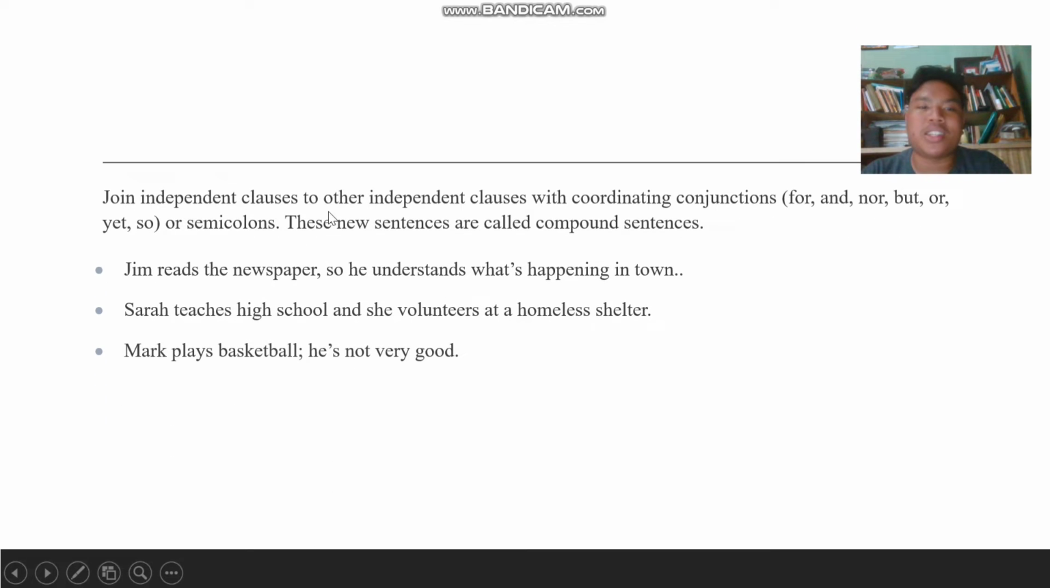Join independent clauses to other independent clauses with coordinating conjunctions: for, and, nor, but, or, yet, so, or with semicolons. These new sentences are called compound sentences. Jim reads the newspaper, so he understands what's happening in town. Sarah teaches high school, and she volunteers at a homeless shelter. Mark plays basketball. He's not very good.